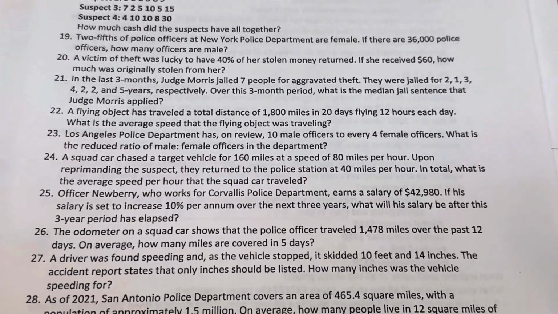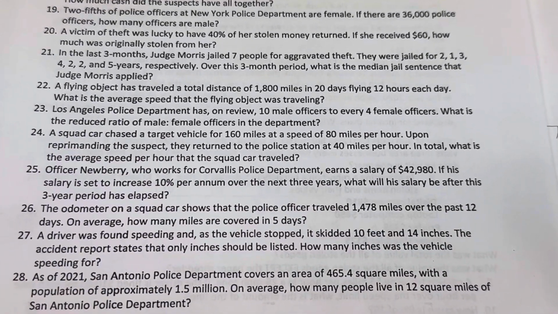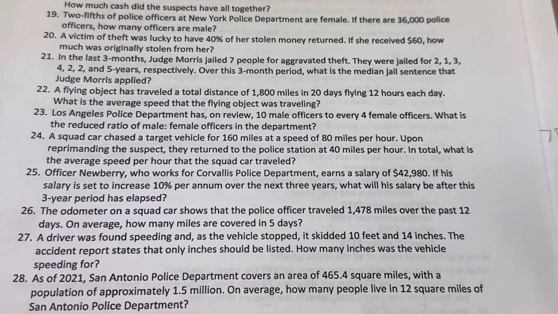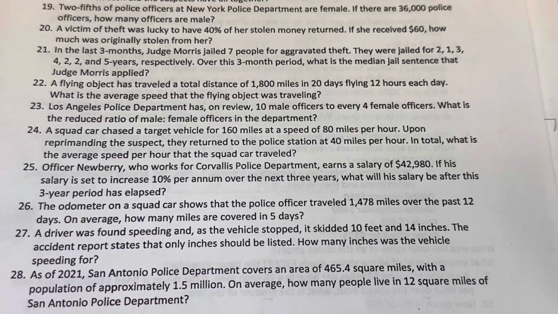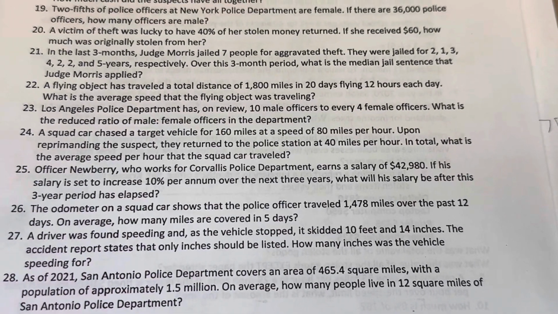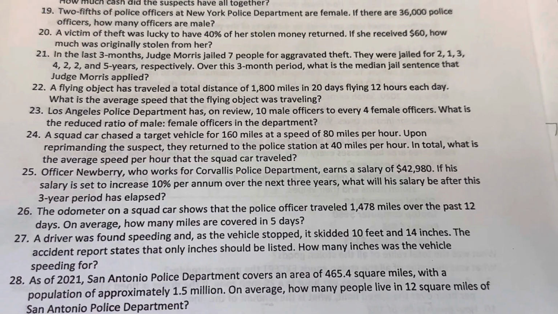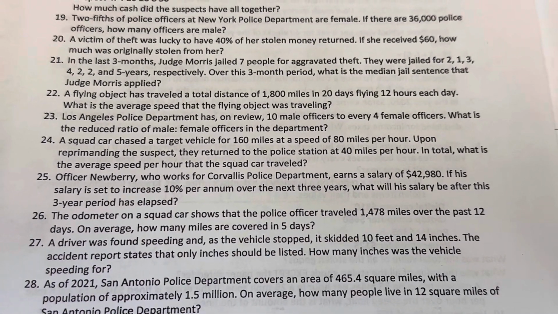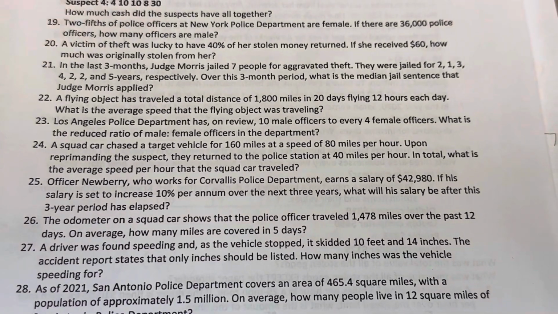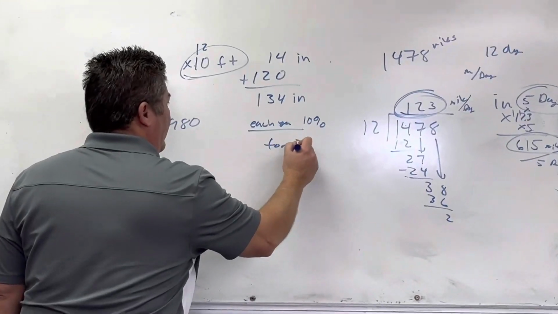Okay. Officer Newberry, who works for Corvallis Police Department, has a salary of $42,980. If his salary is to increase 10% per annum over the next 3 years, meaning each year he's going to get 10%. So per annum means each year, 10%. Over the next 3 years, what will his salary be at his 3-year period has elapsed? All right. So I've got to say 10% each year for 3 years.